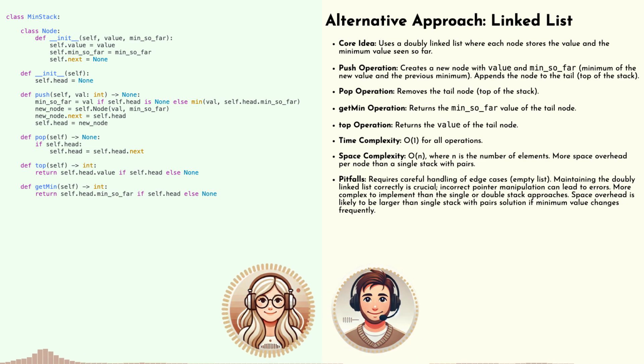And just like with the other approaches, popping an element is simple. We just remove the last node, the tail, from the list. Since each node maintains its own minToHere, we don't need to recalculate the minimum. The new tail's minToHere will already represent the correct minimum for the remaining elements.